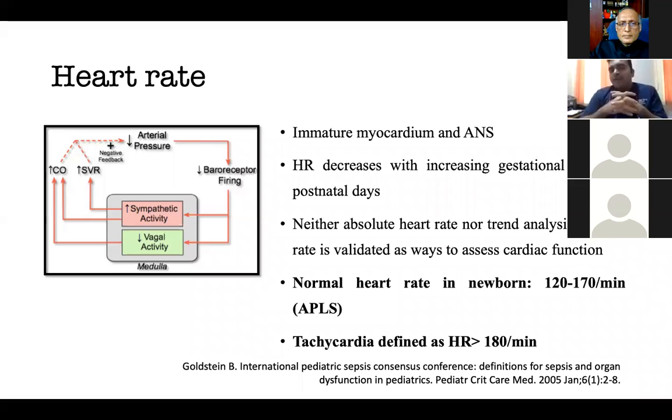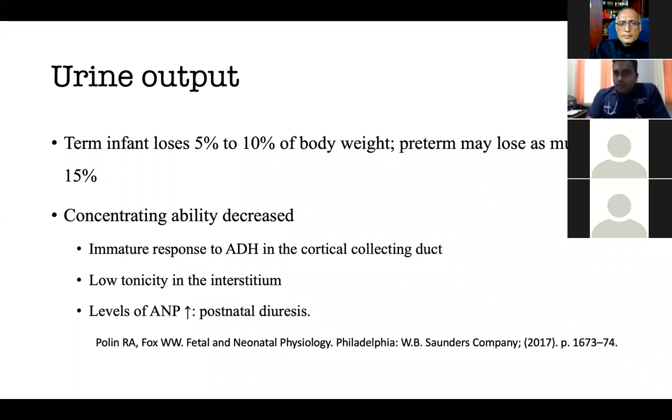So heart rate is not that strong a clinical parameter to assess shock. Neither absolute heart rate nor trend analysis of heart rate is validated as a way to assess cardiac function. Typically the normal heart rate in newborns is 120 to 170, and you define tachycardia as heart rate more than 180. Now, the third parameter we will discuss is urine output.